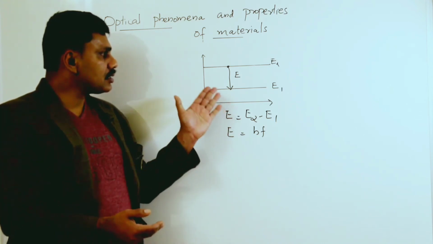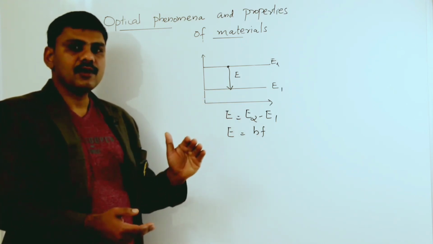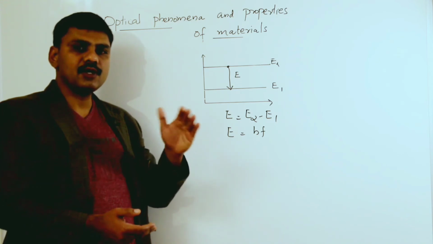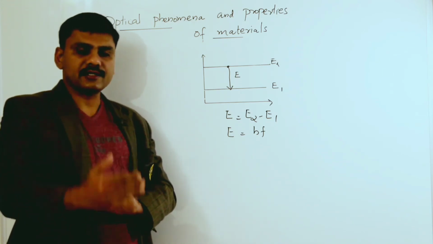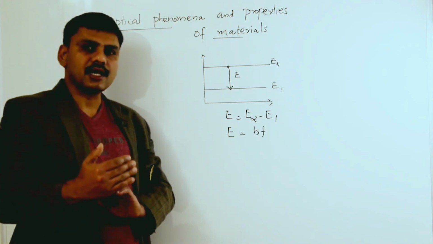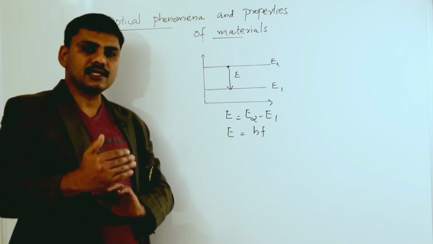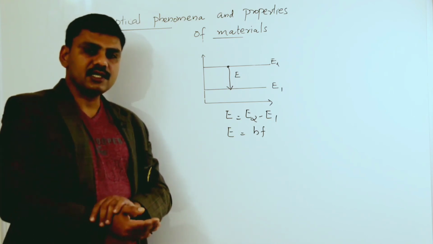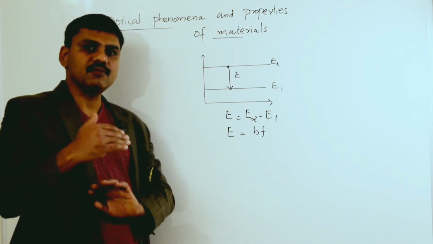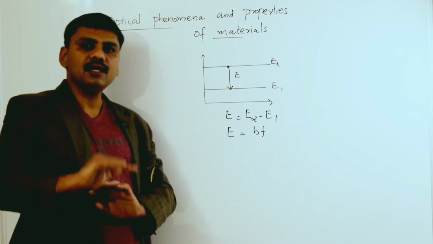So for every transition, when an electron comes from a higher energy level to a lower energy level, that means de-excitation, it will emit corresponding radiation, and there will be a frequency and a wavelength. If the energy gap is more, frequency will be more and wavelength will be less.